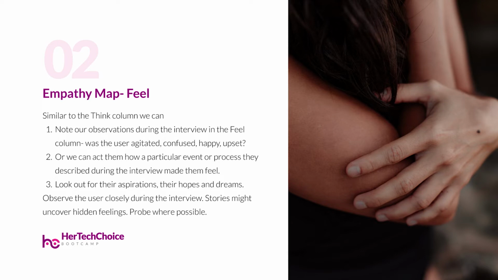The feels quadrant is the user's emotional state, often represented as an adjective plus a short sentence for context. Ask yourself, what worries the user? What does the user get excited about? How does the user feel about a particular experience? The user might be impatient, or the user might be confused or worried about a particular event.